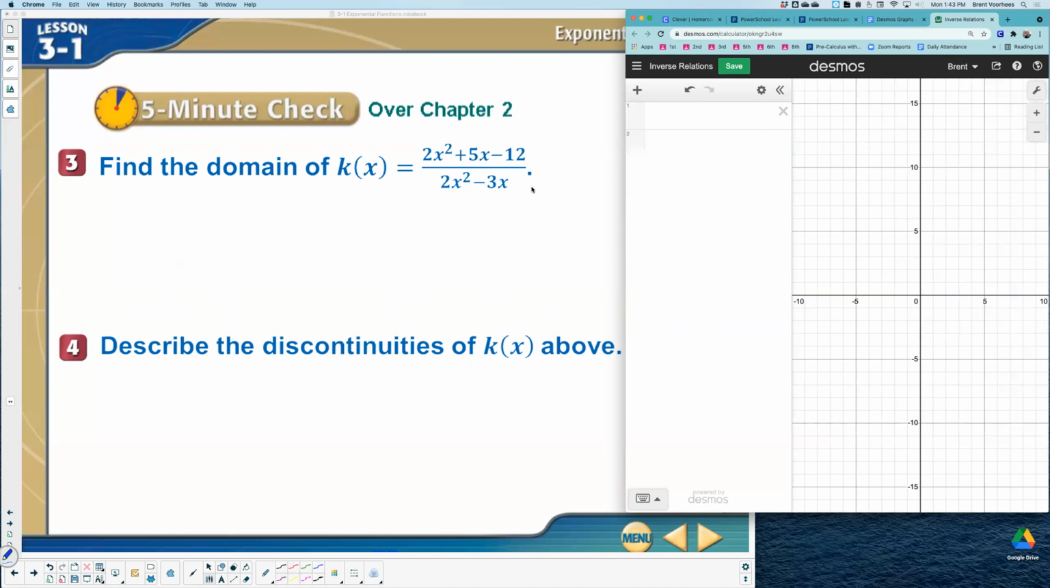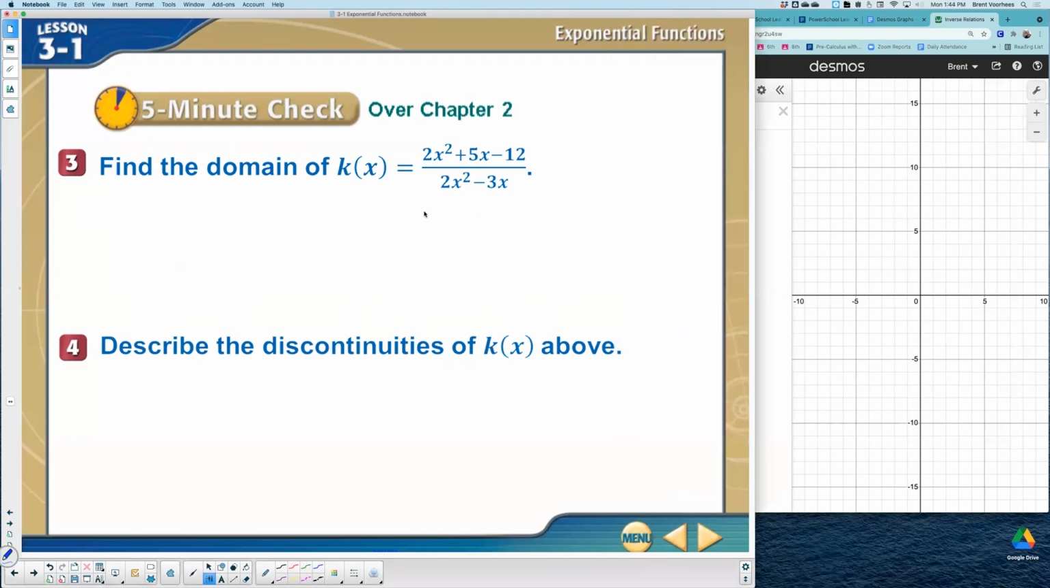Let me pause. For domain, what do you assume a function's domain is? All reals, unless you see one of 2 symbols. What are the 2 symbols? Square root or division. Square root or division. That's what I was looking for. And next class in 3.2, we're going to talk about a third option. But we're not there yet.